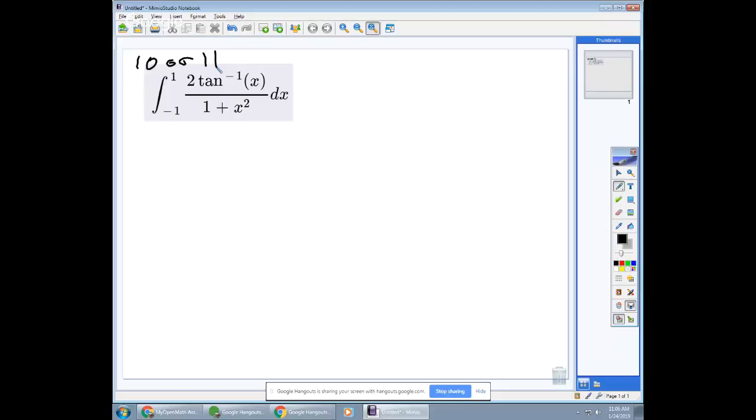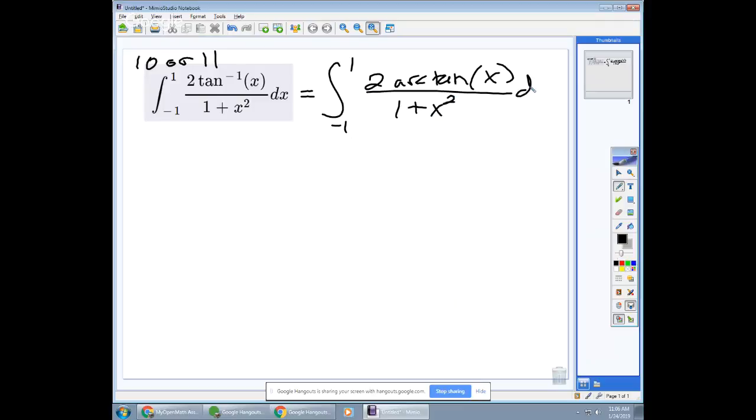All right. So 10 or 11 toggle back and forth between either inverse tangent or inverse sine. Both of mine have square roots and cosine. So I would rewrite that, instead of tan to the -1, which is tan inverse, I would call it arctan. I'm just going to rewrite that because that makes me happy.